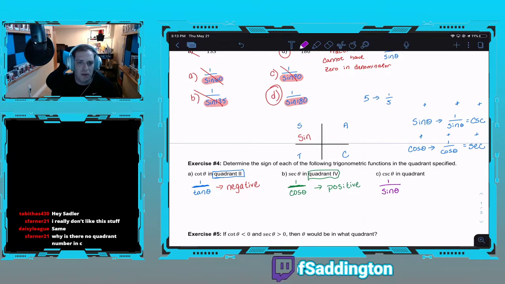There is a quadrant number in C. It's quadrant 4. Oh, you're talking about in this part C. I see what you're saying. I thought you were talking about the C up here. Let's say in quadrant... Let's do quadrant 3.